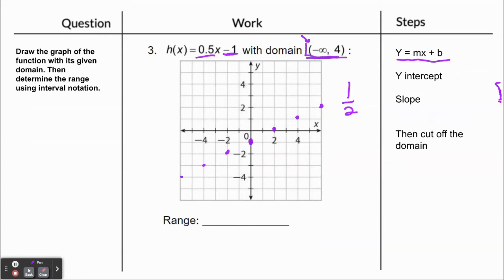I have a restricted domain, and what that means is that it's going to be not this whole graph. It's going on to infinity in the domain. So it's going to the left forever. So it's going on and on and on. So that I don't have to change, I can just put an arrow here at the end because it goes on forever.